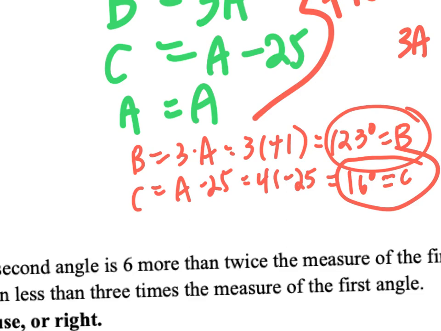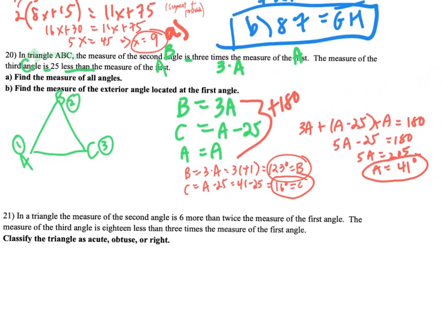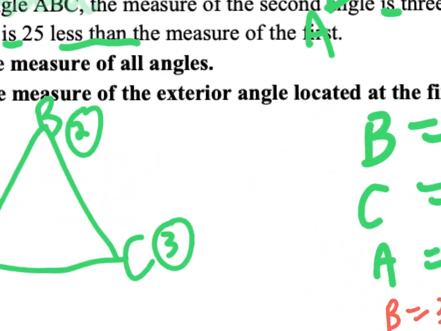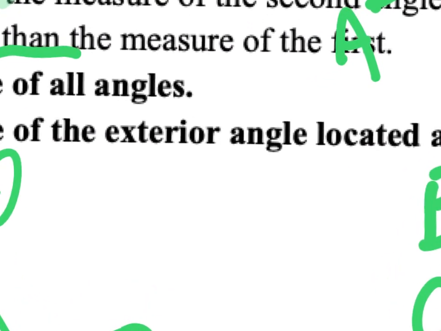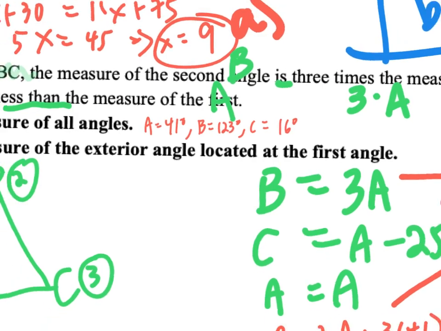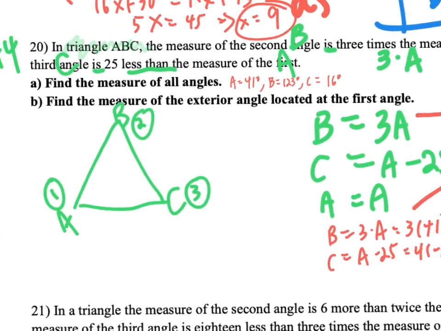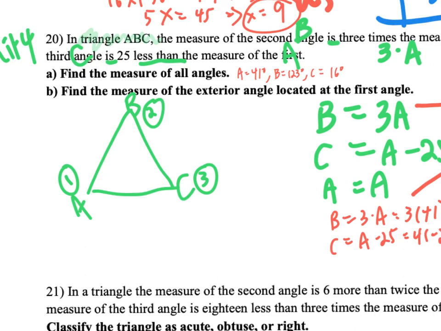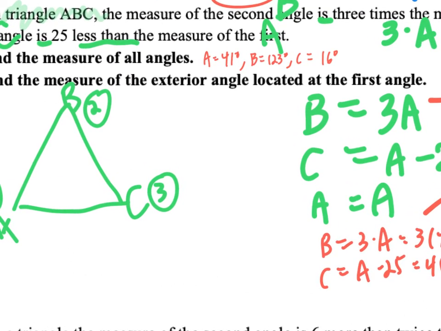Looks like I solved it. Those three angle measures are going to be part A. Let me write that over here so I don't forget. I found that A equals 41 degrees, B equals 123 degrees, and C equals 16 degrees. So I solved part A. Now I need to find part B, and part B says the measure of the exterior angle located at the first angle. I already said that the first angle, I hate this first angle, second angle thing, is just angle A.